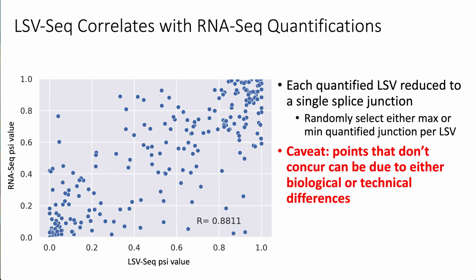As a caveat, while the LSV-Seq data shown here was generated by myself, the RNA-Seq on the y-axis is a previously published data set from our collaborators, not generated by me. This means that discordant points could potentially be due to biological sample-based differences rather than technical differences.